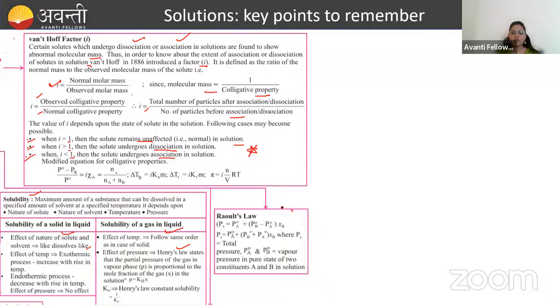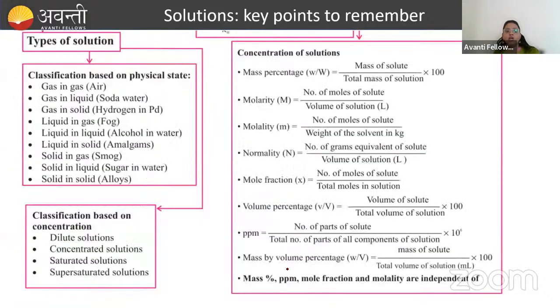Next, Raoult's law, which is again very, very important. That law is for the vapor pressure of the two pure constituents. Vapor pressure is used in order to calculate the total pressure. Total pressure is equal to the sum of the partial pressures, or vapor pressures, of the given gases, the pure state of the two constituents A and B in the given solution.